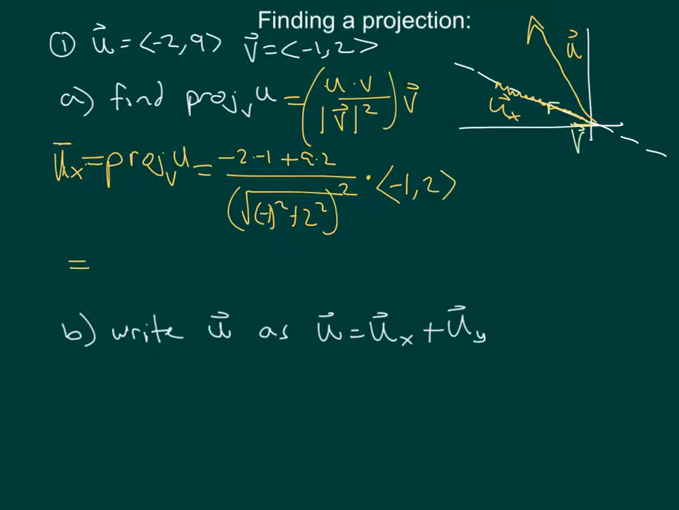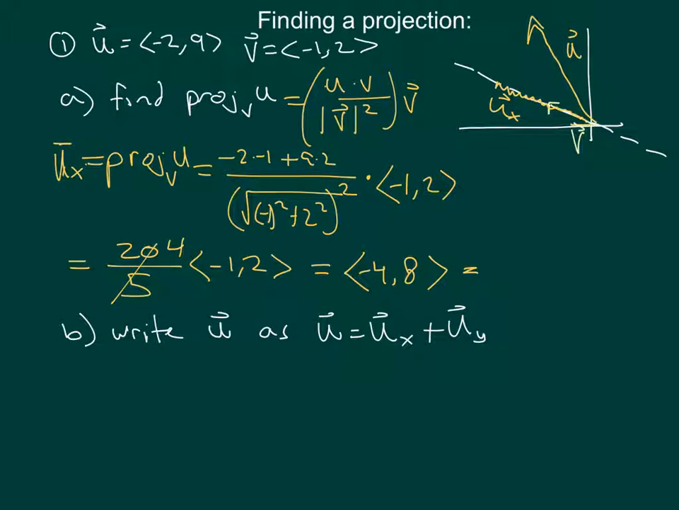So let's do some math here. On the top, I'm going to get 2 plus 18. That looks like 20 on the top. And on the bottom, I'm going to get 1 plus 4, so the square root of 5 squared is just 5, times my vector negative 1, 2. Well, 20 over 5 is 4. So now I'm just multiplying 4 by negative 1, 2. So my final answer is the vector negative 4, comma 8.